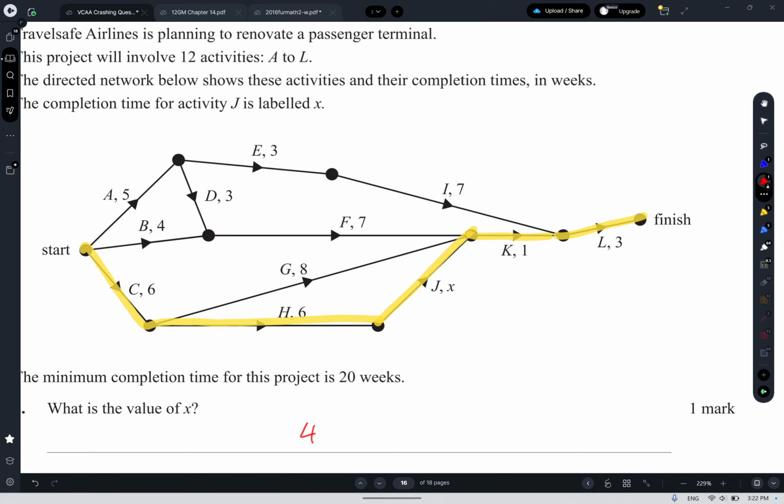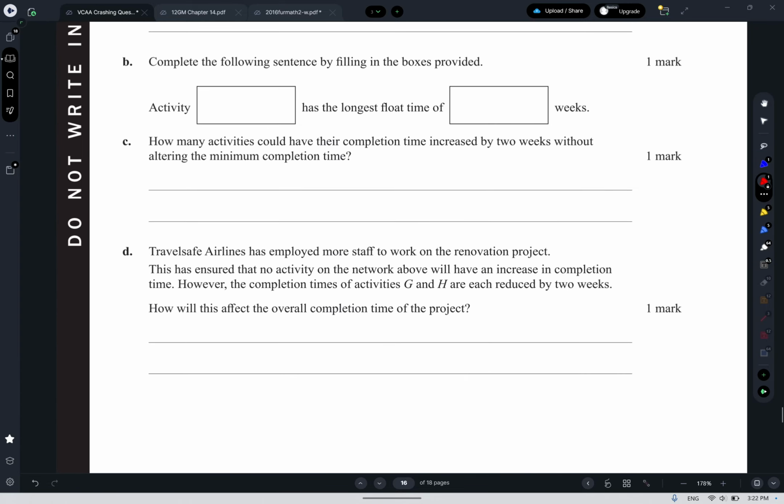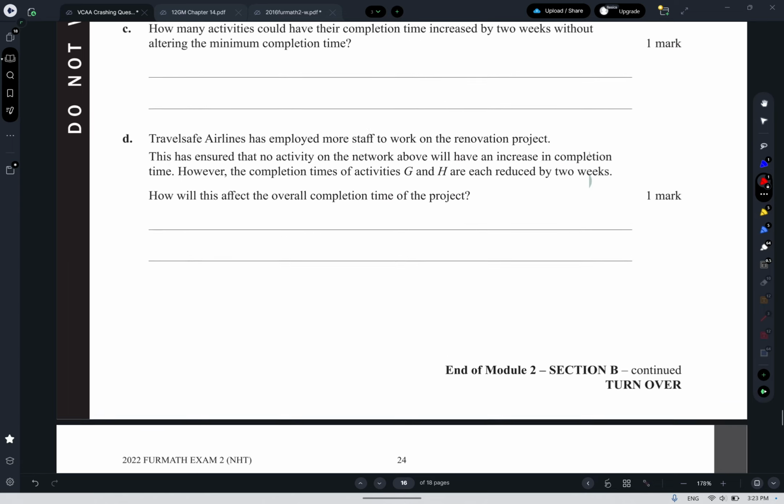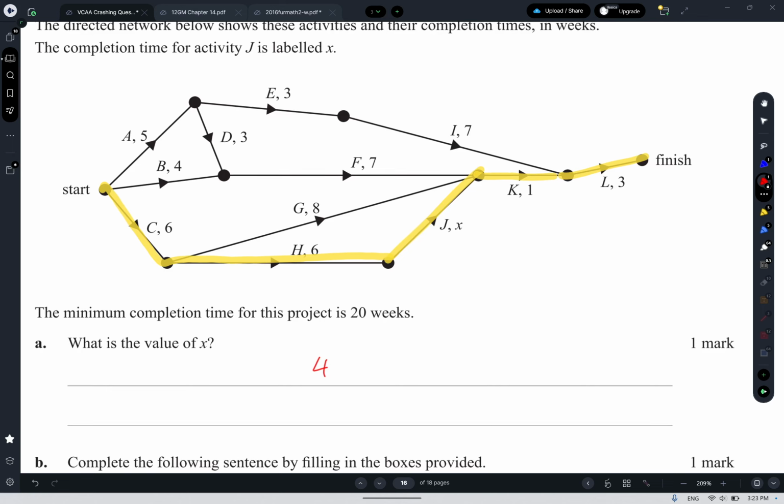So it's probably going to help me to list all the routes through the graph. We want to know all the floats, and then we can reduce something. So it's going to help us to write down the lengths of all of the routes through the graph. I'm going to write them here and then move them down in a second.